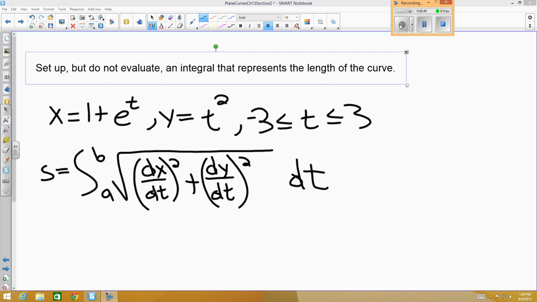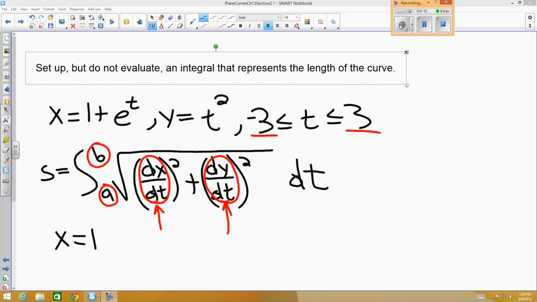So in order to get this done, we need to find a few things. We need to find the limits of integration, a and b. That's quick enough. We know that the limits of integration should be the endpoints of that interval from -3 to 3. But we also need to find dx dt, the derivative of x with respect to t, and dy dt, the derivative of y with respect to t. So we get that done.